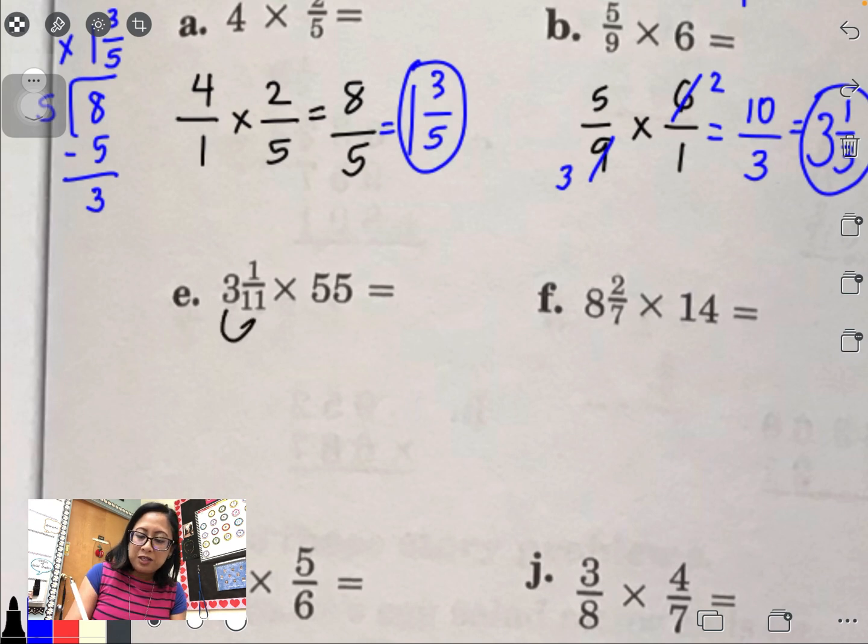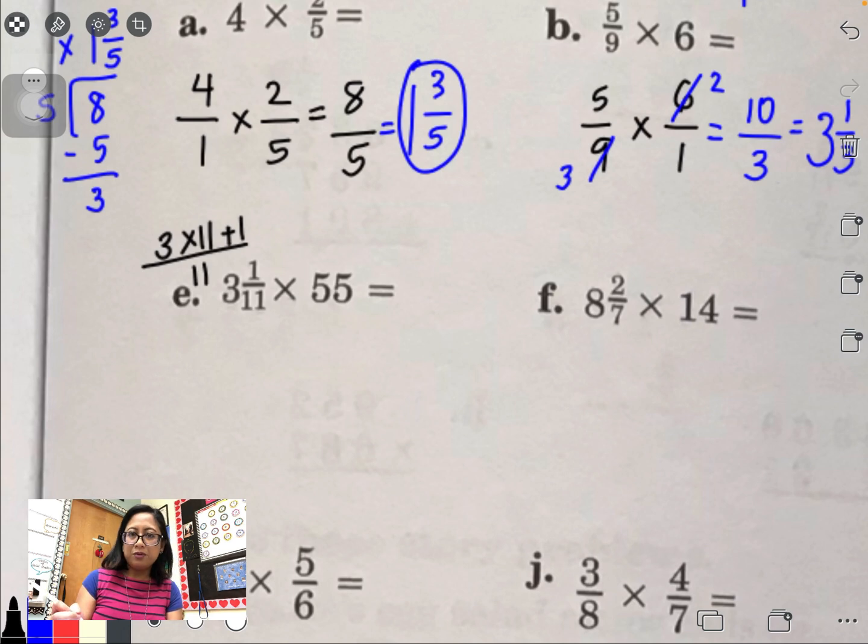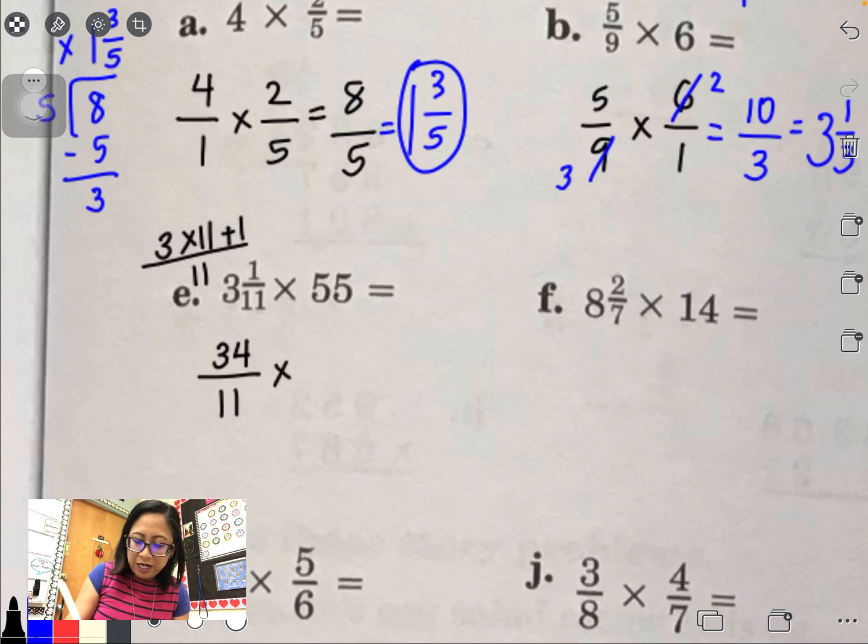I would do 3 times 11 plus 1. If you want to see that, it's 3 times 11 plus 1 over 11. Okay? So what's 3 times 11? That's easy. It's 33. 33 plus 1 is 34. So I'm going to put 34 over 11 times, now I've got the whole number. Remember, if I'm multiplying a whole number to a fraction, I put it on top of a 1.